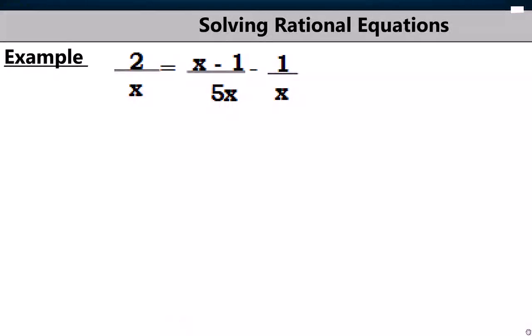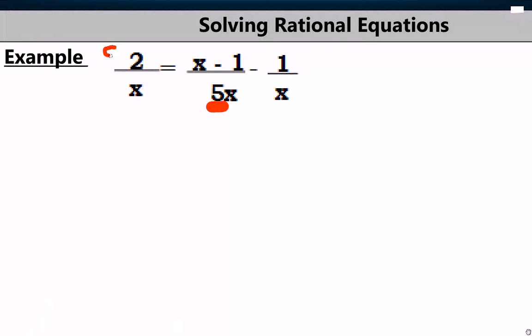Today we're looking at how to solve rational equations. My first step when I want to solve rational equations, just like with adding and subtracting, is to get a common denominator. Looking at my first example, I have an x, a 5x, and another x. Since all of them have an x, that's good, but one of them has a 5, which means I need to make it so all of them have a 5.